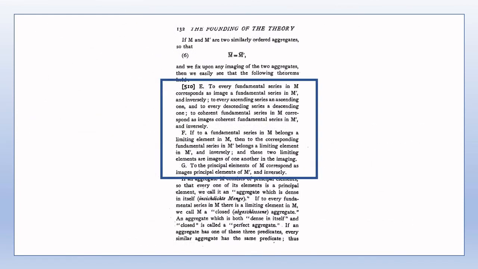There's no reason at all why two fundamental series shouldn't be coherent, even if they each have no limiting element. Of course, if the series are in fact coherent, then it cannot be the case that one of them has a limiting element and the other no limiting element. Theorems E, F and G don't really require any explanation.